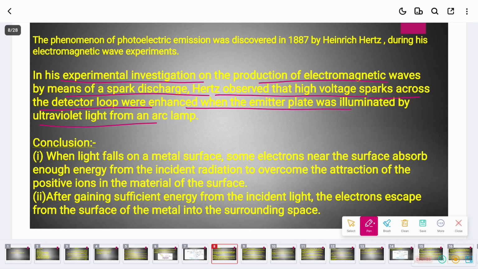Now next, conclusion. What is the conclusion? When light falls on a metal surface, some electrons near the surface absorb enough energy from the incident radiation to overcome the attraction of the positive ions in the material of the surface.